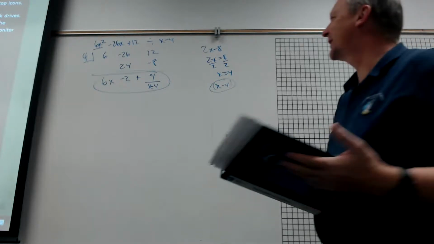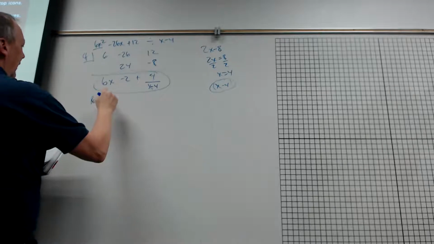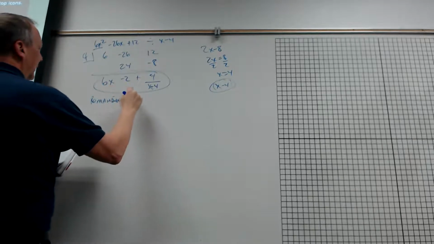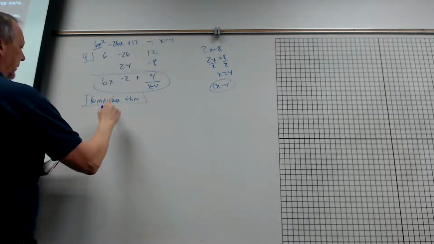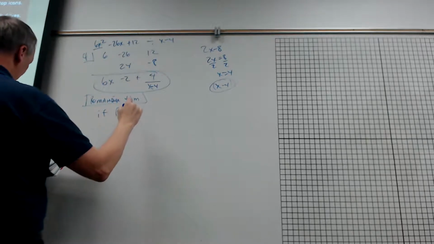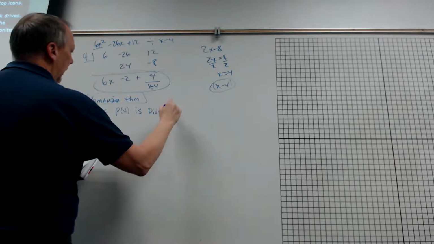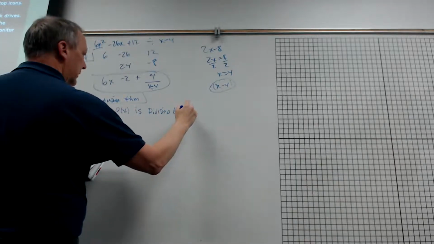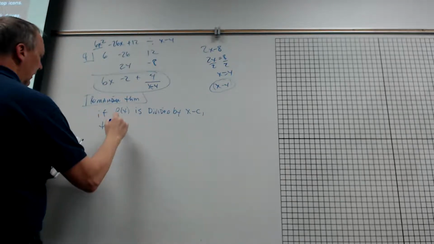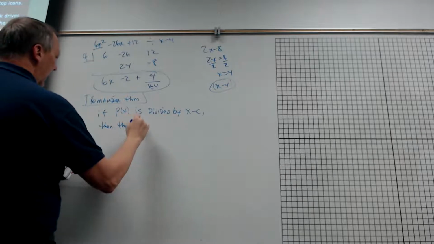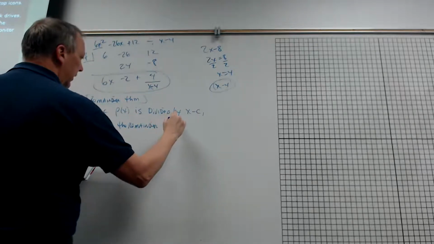It leads to this. This is called the remainder theorem. The remainder theorem says that if some polynomial function of x is divided by x minus c, then the remainder is P of C.